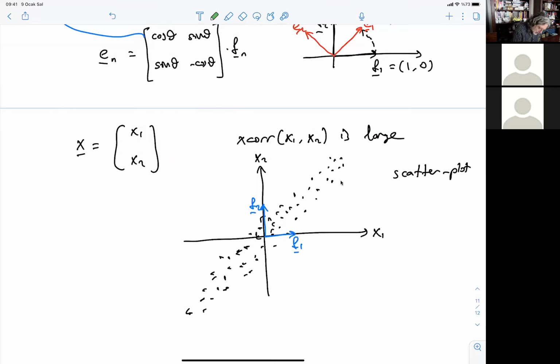point, let's say this point, this is a point of interest, we want to represent it. If you want to represent it with x1 only, it means x2 you will assume 0. So it's a projection onto this point. This will be your representation using f1 only. And how much error will you make? This is the error that you will make.